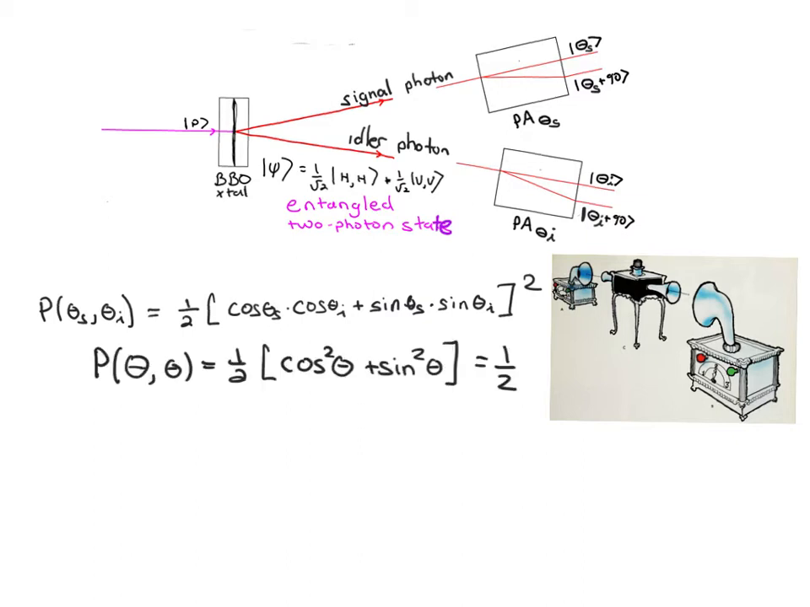So apparently when the angles are set the same, when the switches are in the same position, half the time we will see both the signal photon and the idler photon come out of these ports. And half the time we won't. Half the time, maybe one of them will come out the port and the other one won't, or maybe they'll both come out different ports, but only half the time will they come out the same port.